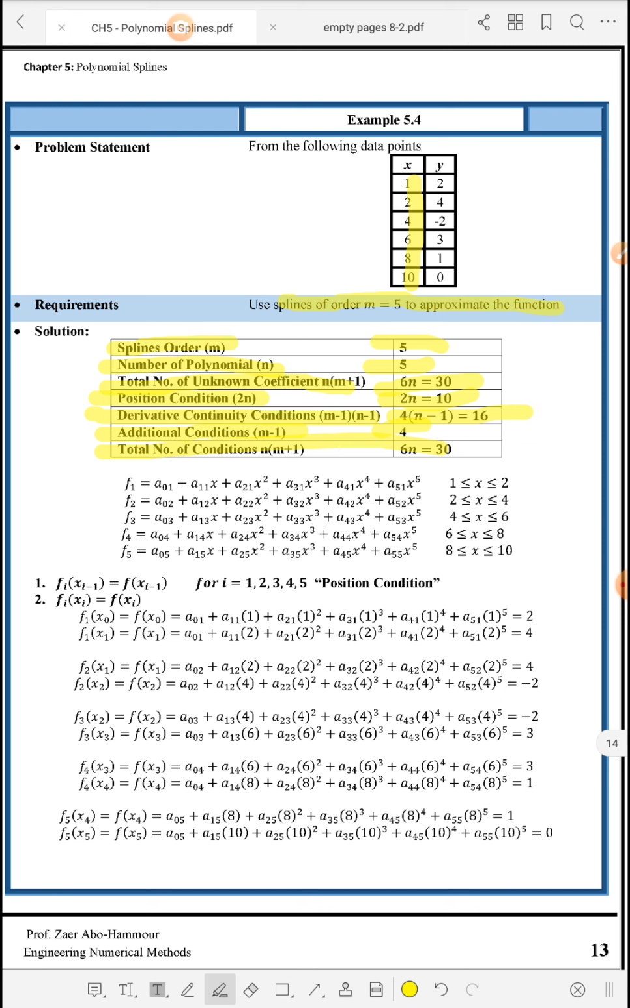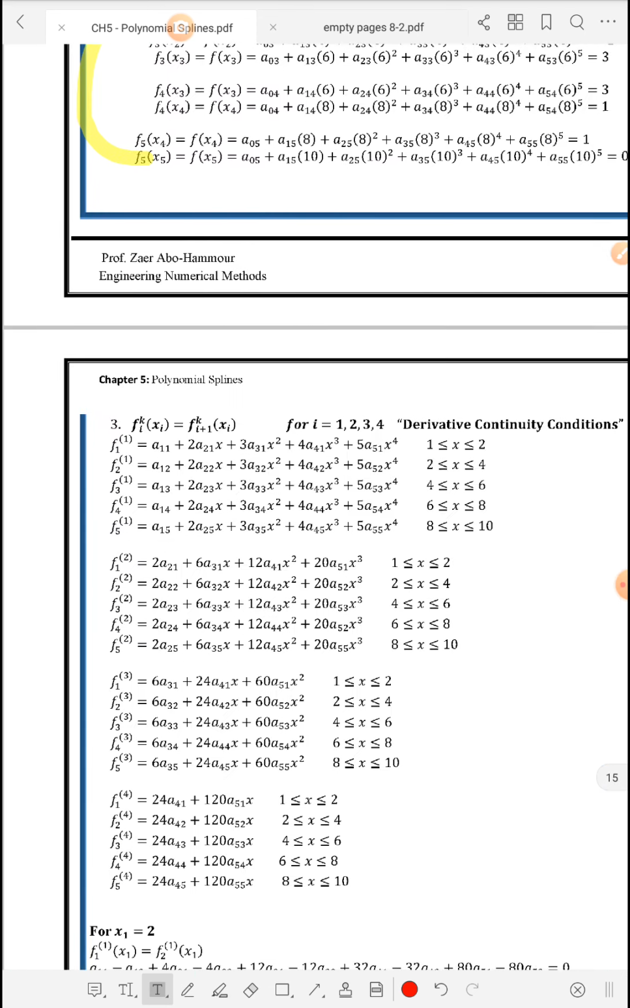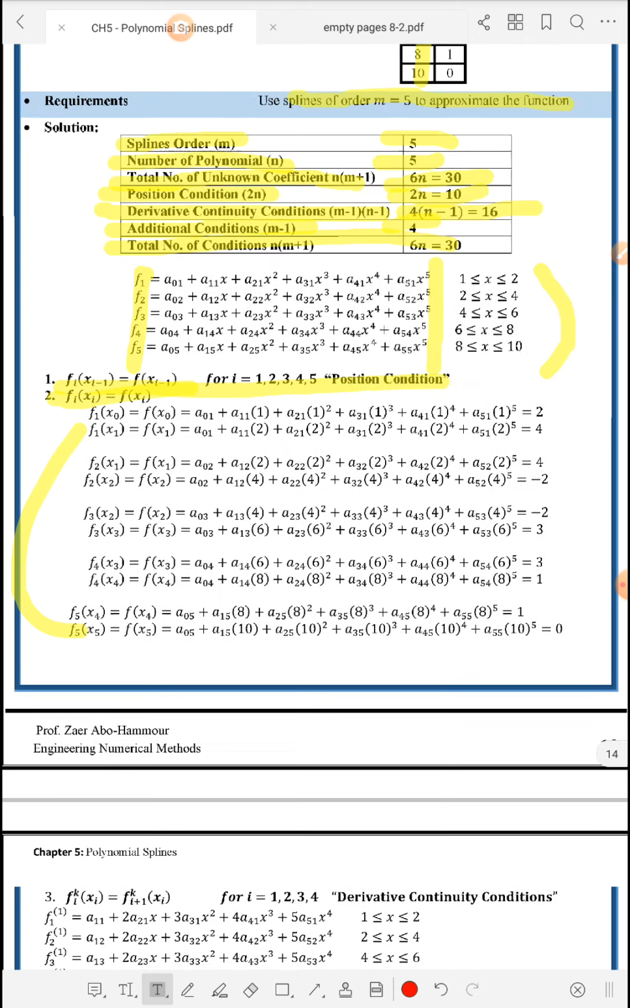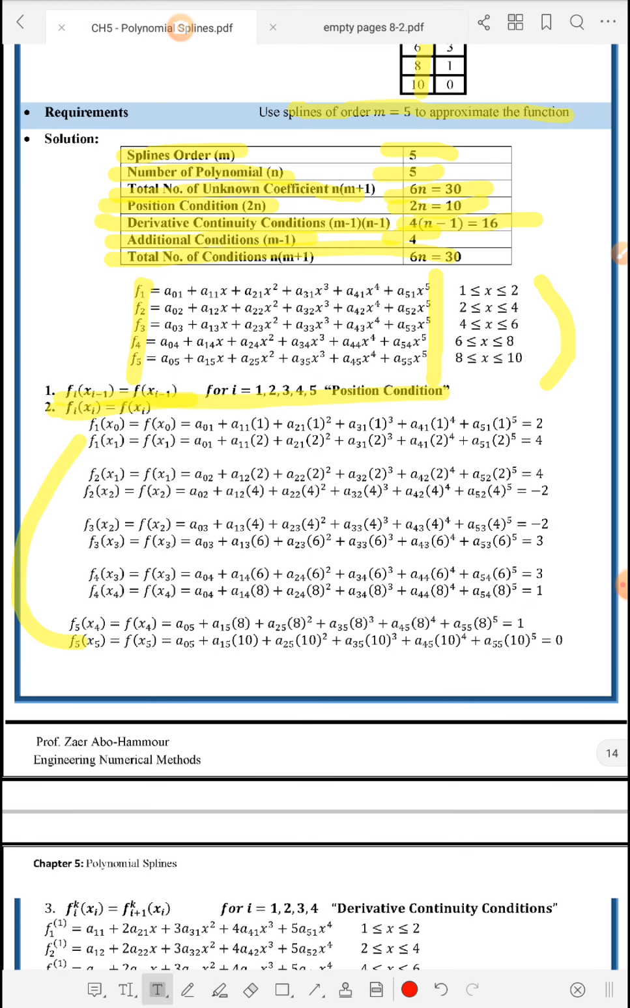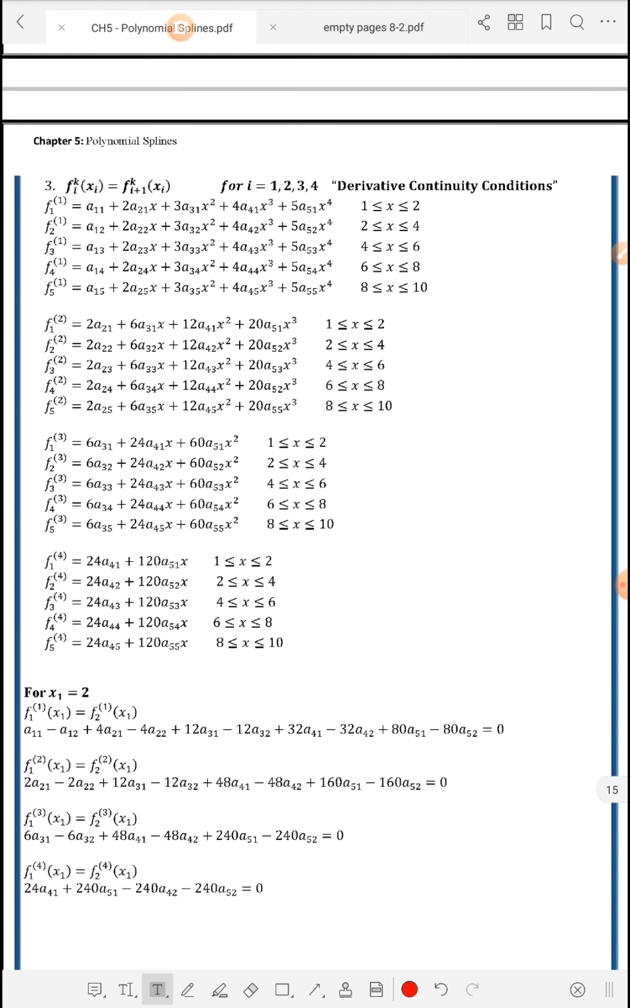So these are the 5 polynomials. Each one of them is of order 5, and each one of them is covering a certain range. For position conditions, there will be 10 conditions. Those 10 conditions are regarding the position conditions, and if we continue, we will generate another number of conditions, which for the continuity is equal to 16. So we will generate 16 conditions from the continuity of derivative conditions here.